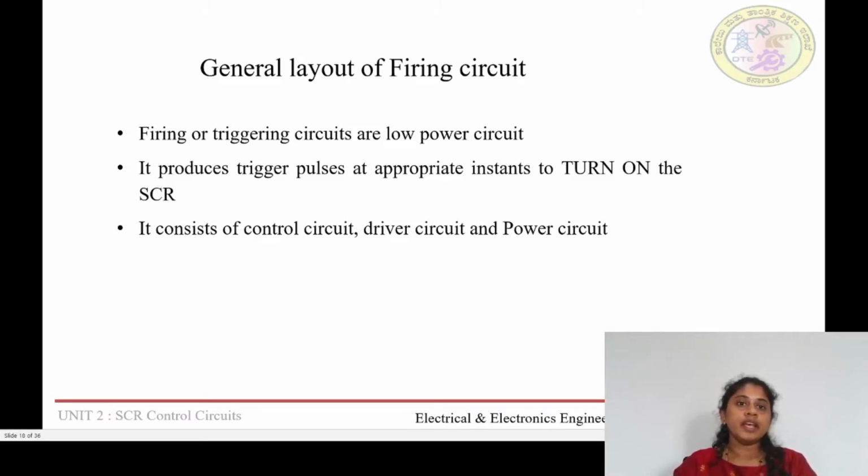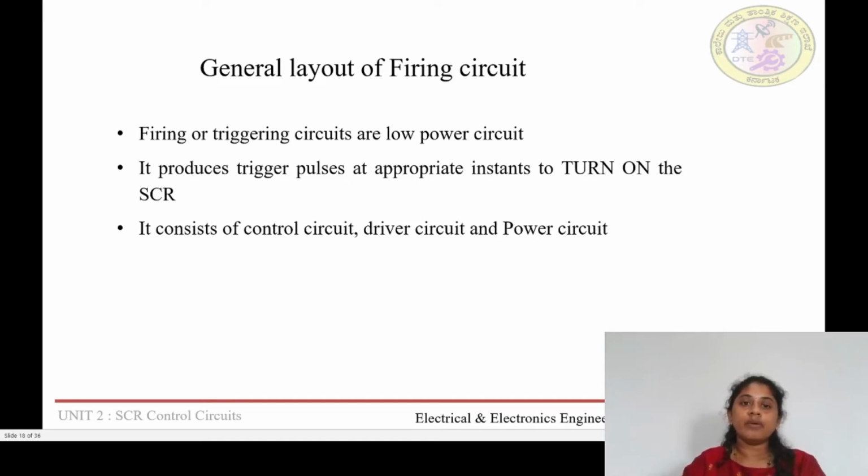Before looking into this, in the earlier slides we studied about various methods of turn on of SCR, and also we came to a conclusion that gate triggering is the most preferred method of triggering. In order to perform gate triggering, we need gate pulses. These gate pulses are produced by firing or triggering circuits. These firing or triggering circuits are low power circuits. These circuits produce triggering pulses at appropriate instants of time to turn on the SCR.